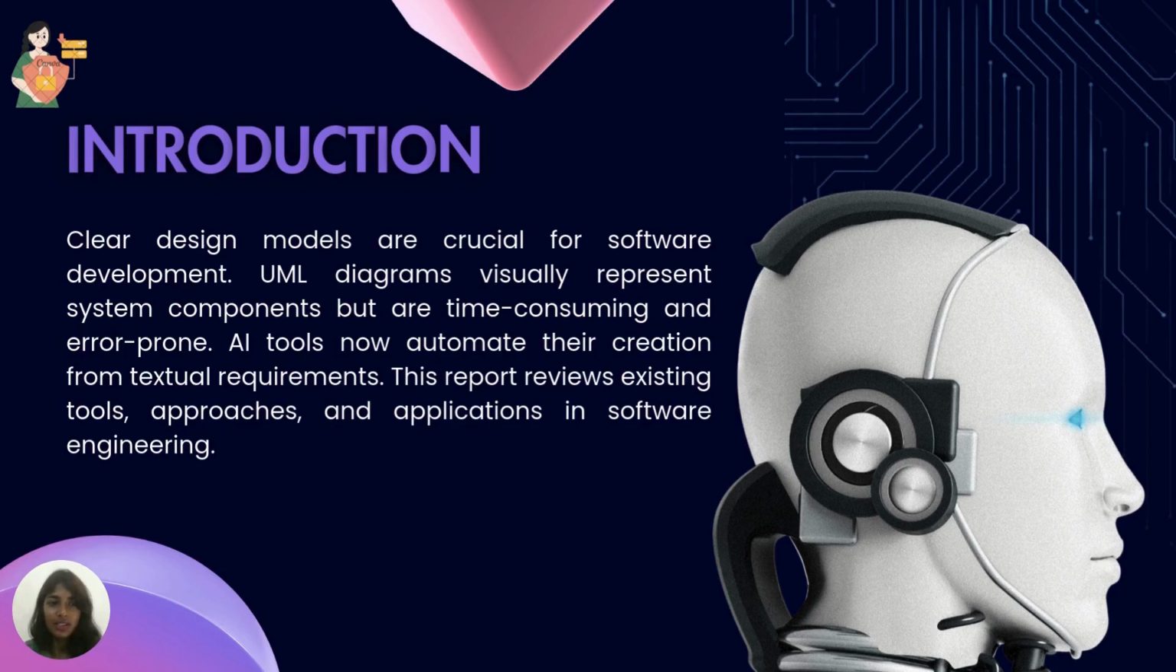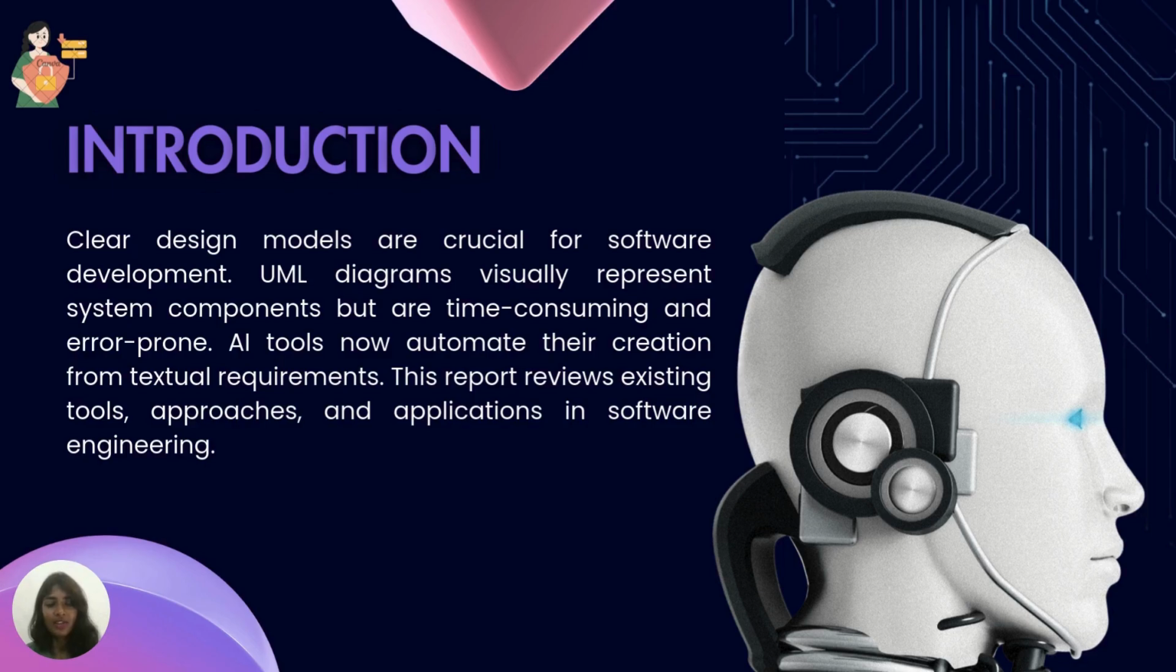Today me and my colleagues will be taking you through how AI tools are transforming system design by automating the generation of UML diagrams from textual requirements. Software development is a complex process that requires clear and precise design models. UML diagrams are essential in visually representing system components. However, creating them manually is time consuming and often prone to human error.